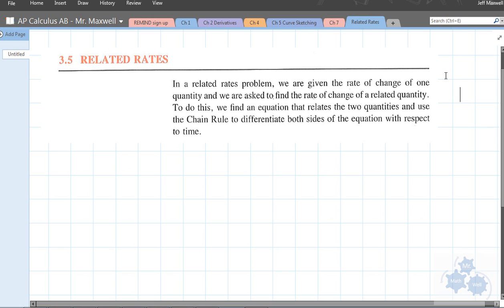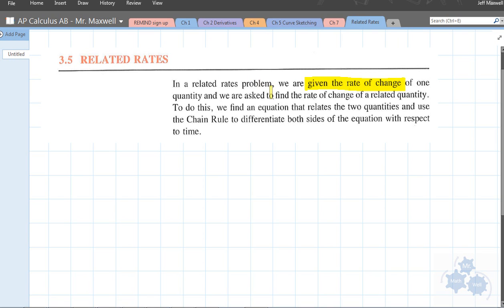Now, what are related rates? Well, in a related rates problem, we are given the rate of change of one quantity, and we're asked to find a rate of change of a related quantity. So we're talking about two separate rates of change here. If we've got a couple of variables, and each of them are changing, these problems are dealing with the rates of change of more than one variable at a time. So there's more things changing.